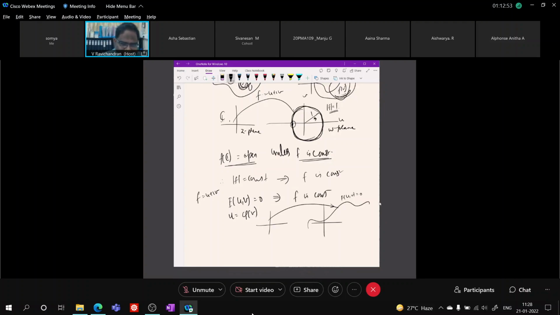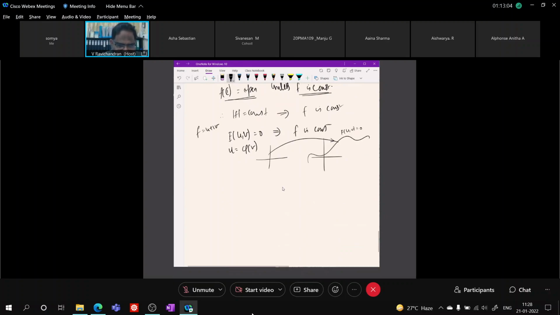This is just a special case of the open mapping theorem. Because curves cannot be open, any curve if you take, that is not open. So even if you consider the special cases like argument of f is constant, or real part of f is constant, or imaginary part of f is constant, each one of them will represent some curve in this plane. So each one of them will imply that f is constant. So that is one beautiful application of the open mapping theorem. Any time you can use this.